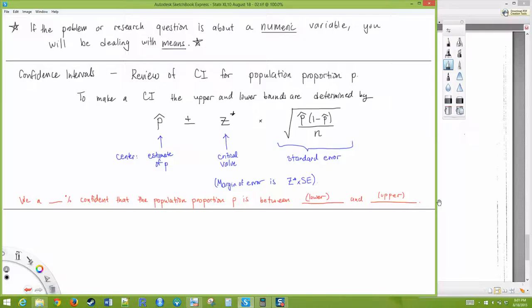You guys are quiet, but I'm hoping this is all familiar and comfortable with you. Yes? Is it a positive sign? That little mark has a Z? Oh, it's a Z star, right? Our critical value Z star times the standard error.